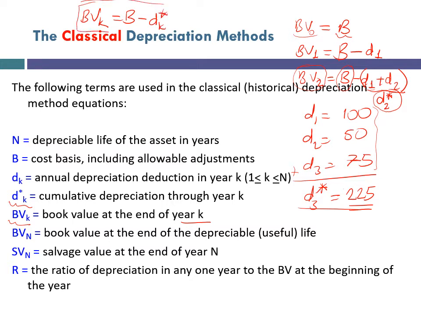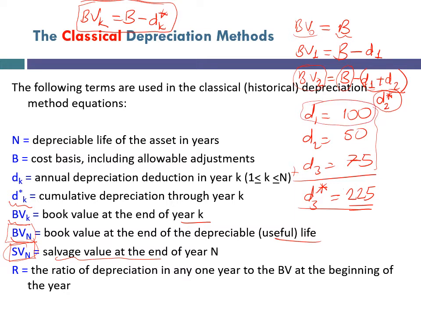Okay, so all our calculations will depend on this formula. The book value at the end of the depreciable or useful life, BVN, represents it, and in classical methods, usually this BVN will be equal to the salvage value. This SVN will represent the salvage value at the end of year N, and simply we will use this salvage value in calculating these amounts.